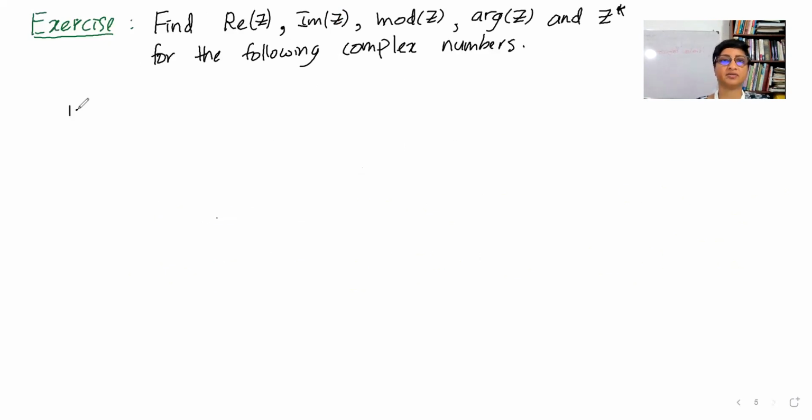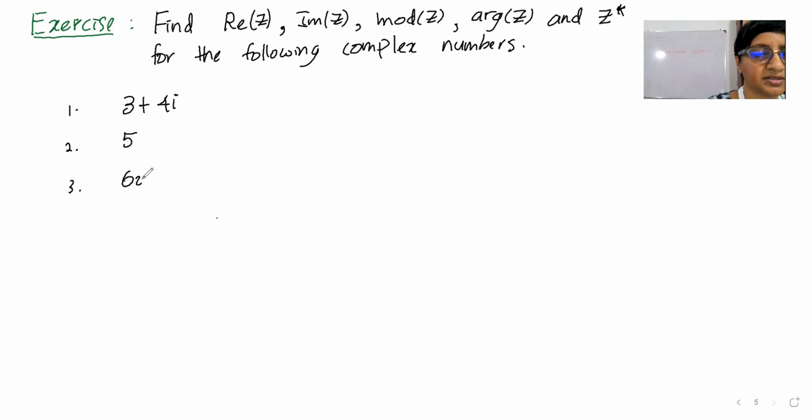So find real, imaginary, mod, arg and Z star for the following complex numbers. You quickly do this just to see whether you understood everything we just did. First one is 3 plus 4i. Second one is 5. Third one is 6i. Fourth one is minus 2 plus 3i. Fifth one is minus 4 minus 2i. The last one is 5 minus i.